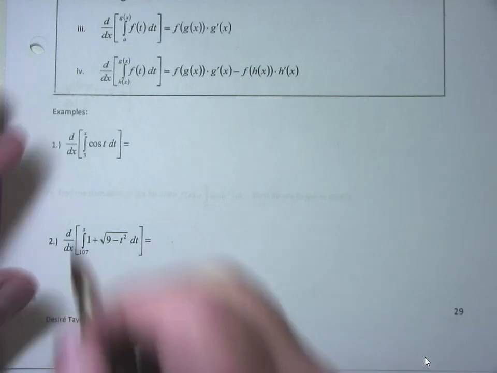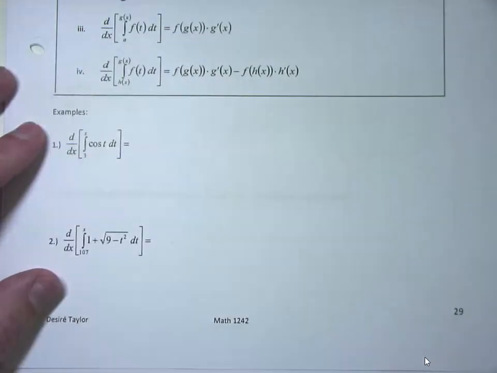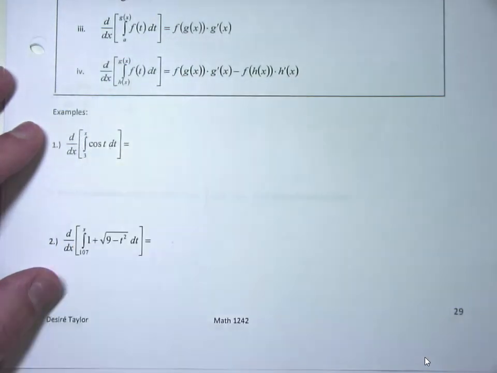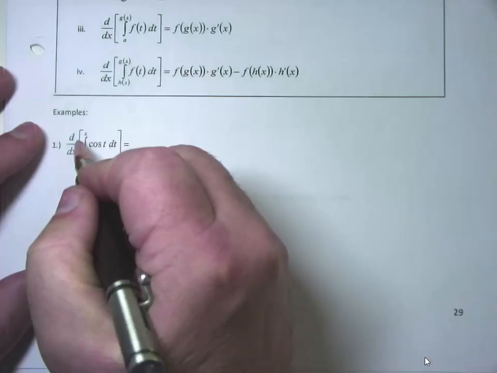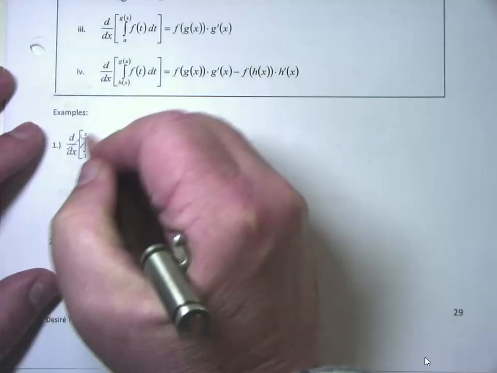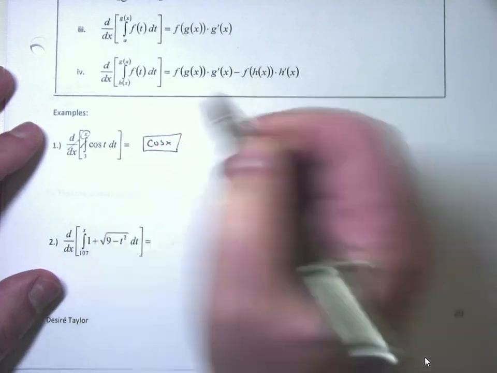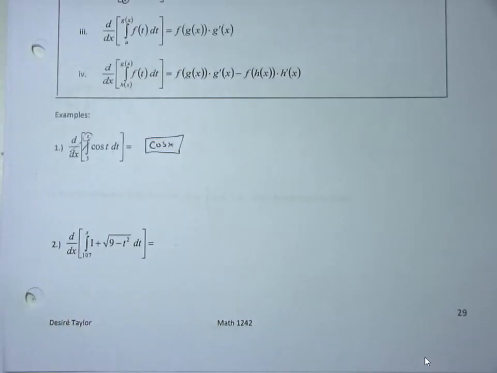So here we go. Here's the way you're supposed to do it. And then I'm going to let you know the way people like to do it, or the hard way. Here's the deal. The derivative of the integral from 3 to x of cosine of t dt. Well, the derivative and the integral are going to cancel. X is on the top. The answer is going to be cosine of x. And you're done. It is a 10-second question.